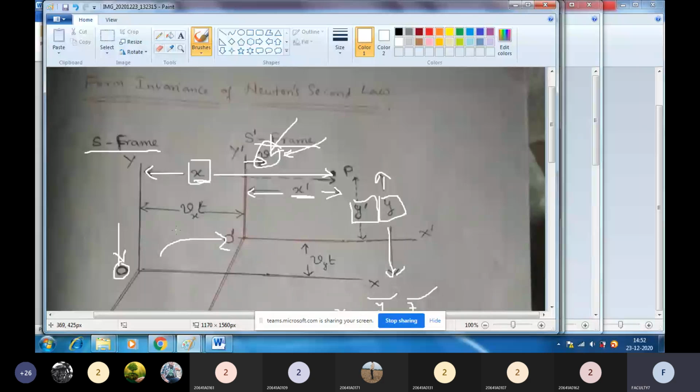Now as it has moved with some constant velocity for a particular time period of t, there will be a displacement between the two frames. So that particular value can be obtained as v into t. So as it is considered in the x-axis here, you are going to get the suffix as vxt. Now regarding the y-axis displacement, you will get vyt.